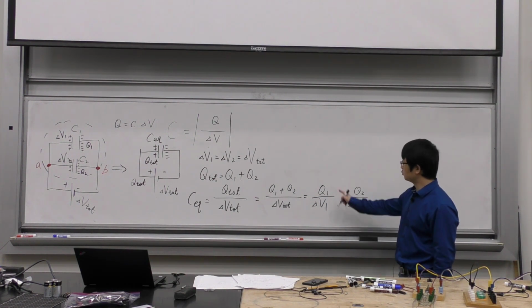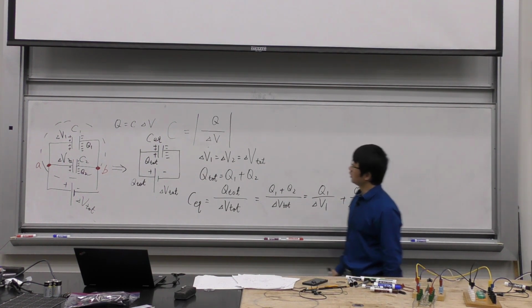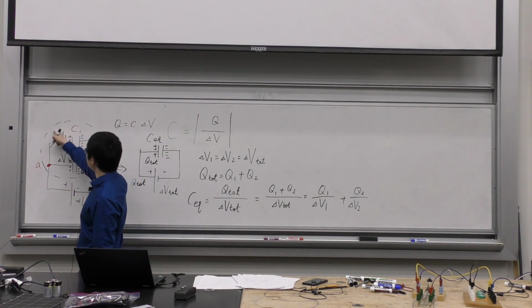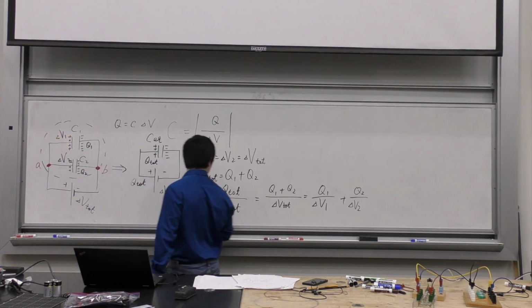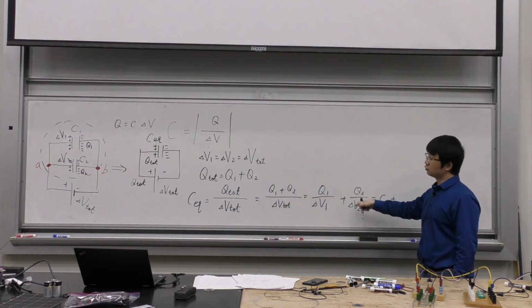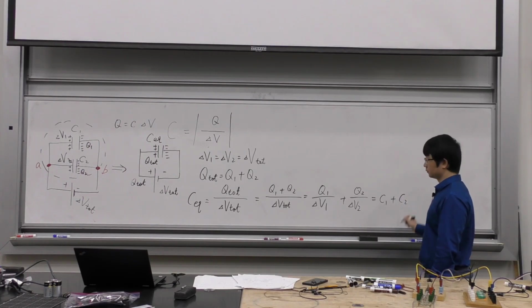Now you see that if you do Q1 over V1, you just get C1, right? Because these three numbers on the first capacitor are going to obey this relation. So it's going to be C1 plus, and then if you do Q2 over V2, you get C2.